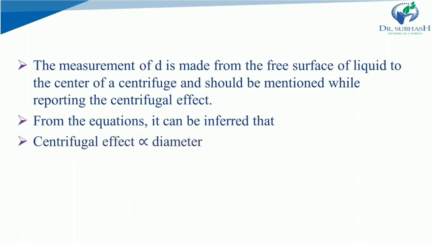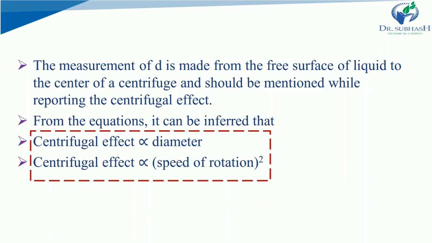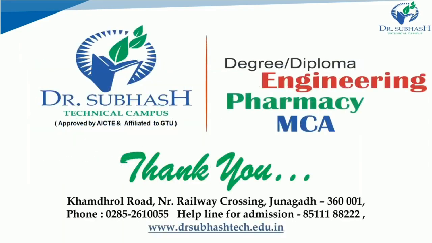From the equations, what you have learned from the past equation, it can be inferred that first, centrifugal effect is directly proportional to diameter, which means it depends on the diameter of the centrifuge. The next is that centrifugal effect is directly proportional to speed of rotation raised to the power 2, which means both of these inferences are really important in deciding how successful your centrifugation will be. So this is it.